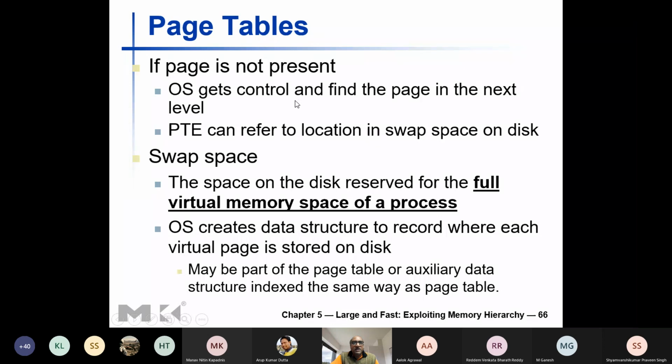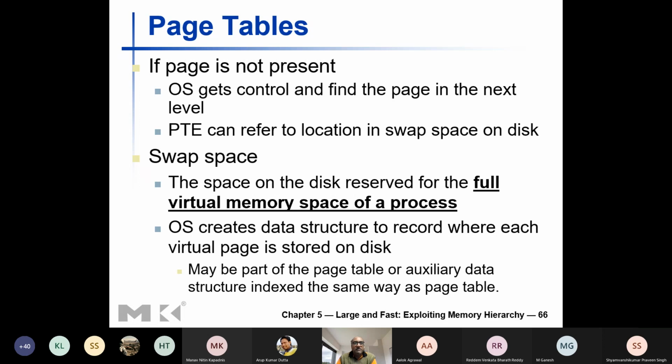And if a page is not present, it means that the page table entry contains the information about where this virtual page is available on the disk. That information is provided by the page table itself, because if the page is present in the physical memory, then that particular page number will be provided, and with that you can generate the physical address.